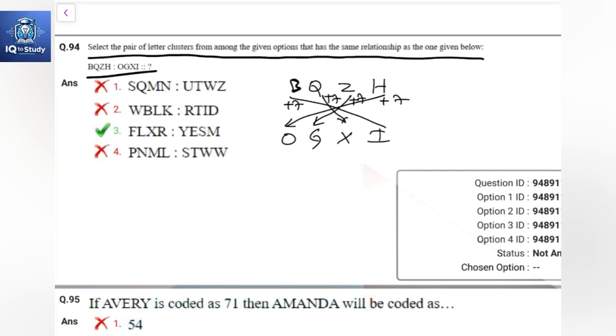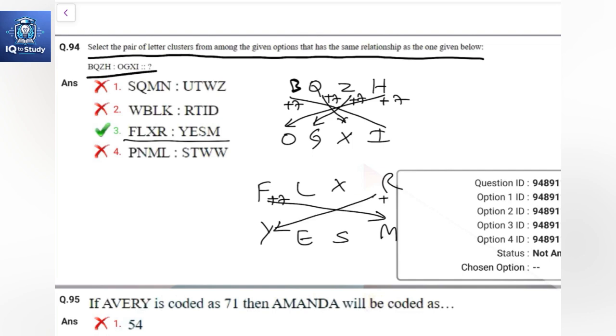Similarly, we have to test all the options. Here, FRLX and MYSE is similar to the given question because F plus 7 is M, and R plus 7 is Y, and L plus 7 is S, and X plus 7 is E. So the answer is option number 3.